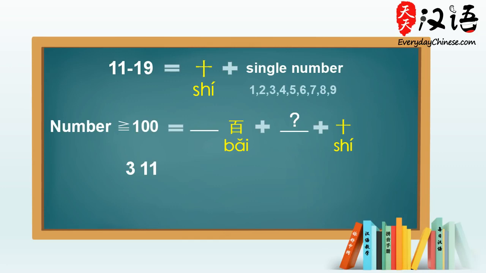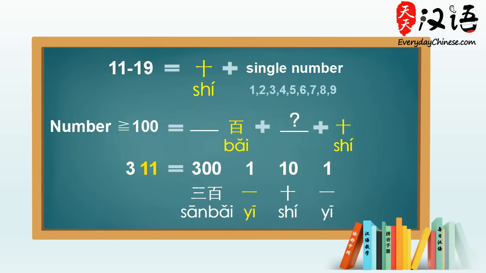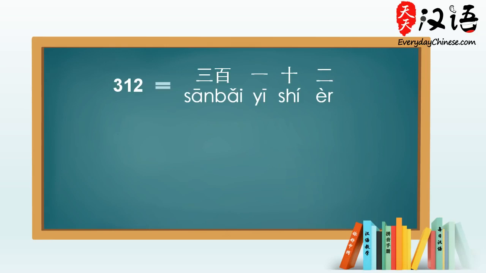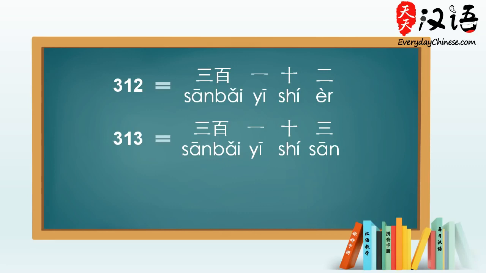Now say 311. 300 is 三百. Then say 11. As we mentioned before, if we say numbers larger than 100, we should be explicit about how many tens there are. 311 is larger than 100. So when we say 11 here, we should say 一十一. Then altogether, 311 is 三百一十一, literally 300, one ten, one. Now say 312. 三百一十二. 313, 三百一十三. Now, is it clear?